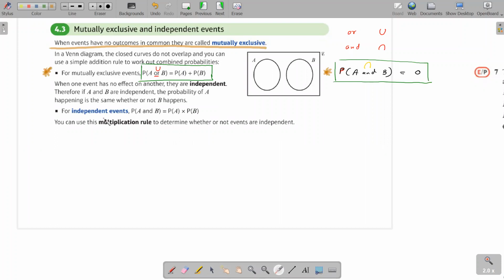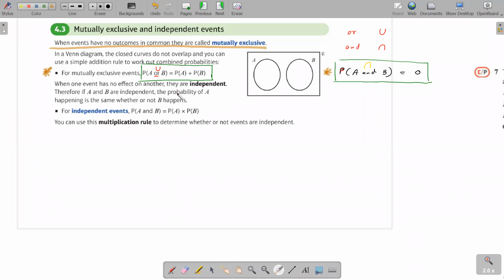Basically, independent events are events where, for the two events A and B, the occurrence of event A makes no impact on event B. Event B happening or not happening does not have any impact on A, and A has no impact on B. Therefore, if A and B are independent, the probability of A happening is the same whether or not B happens. Whether event A happens or not, event B is unaffected. A simple example of such events: we can say event A is tossing a coin, and event B is tossing a dice.